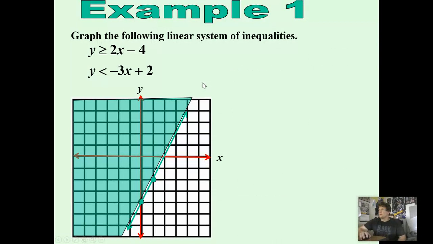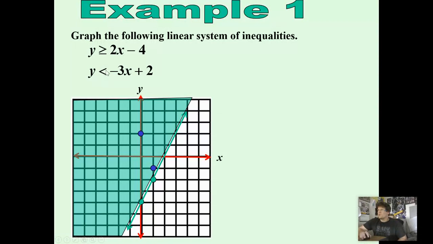With the same one, let's graph the second inequality. I have negative 3x plus 2. Plus 2 is my y-intercept, so I put a point down at plus 2. Negative 3 is my slope, so I go down 3 over 1. Down 3 over 1. And I keep going until I get enough for my line.